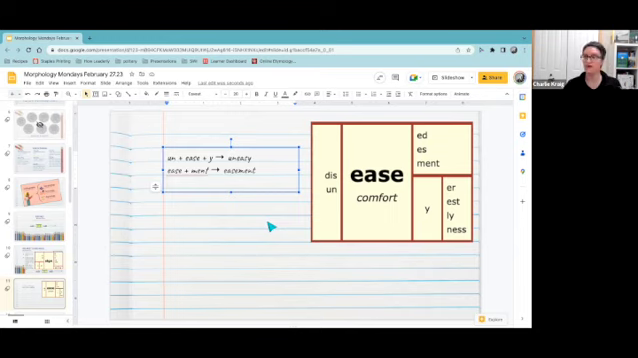Diana threw in there, we have ease plus y plus er is rewritten as: replace the e, convert the y to er, easier.